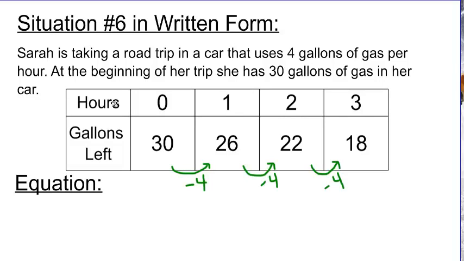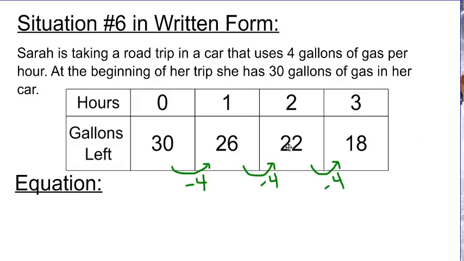Here our two variables are hours and gallons left. So at 0 hours, she has 30 gallons left. She hasn't driven. After 1 hour, she only has 26 gallons left. 2 hours, 22 gallons. 3 hours, 18 gallons. And this table could go on until she has no gas and would need to refuel again.